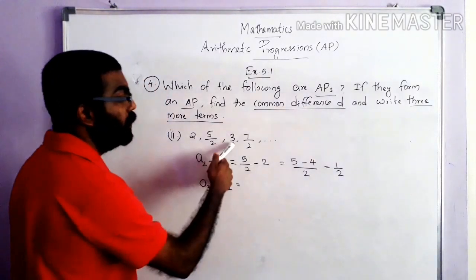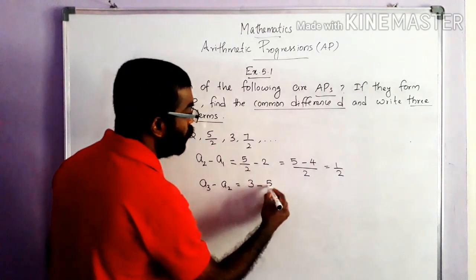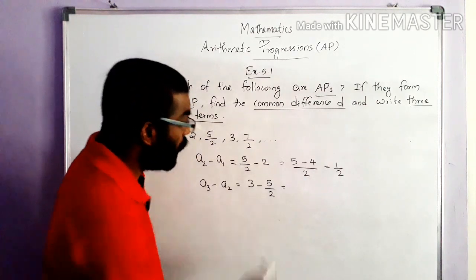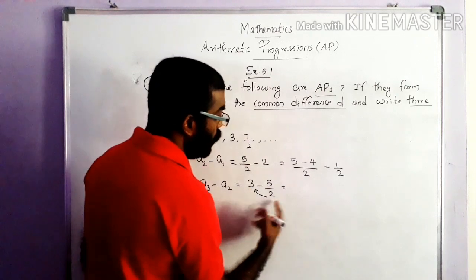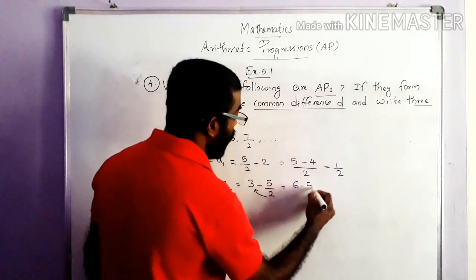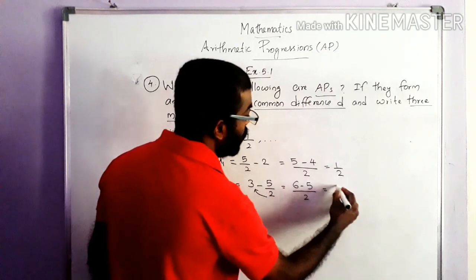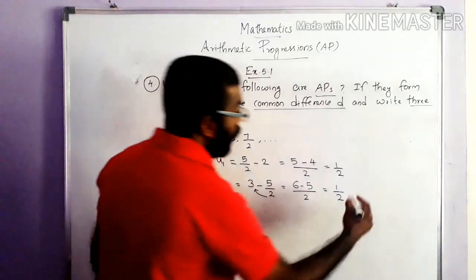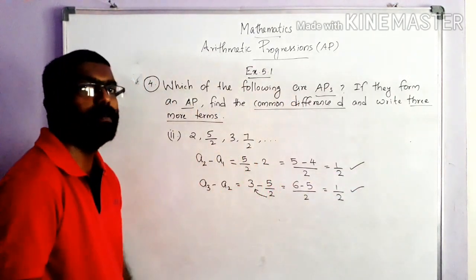A3, the third term, 3, minus A2, second term, 5 by 2. Here also we can cross multiply this 2 to the number 3. 3 into 2, 6 minus 5 divided by denominator 2. So 6 minus 5 is 1. Again we get 1 by 2. And we can conclude that these two numbers are same.